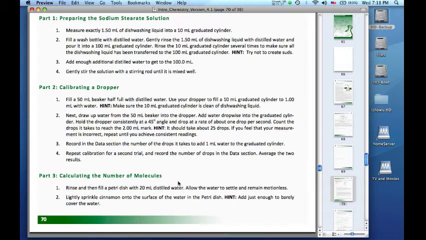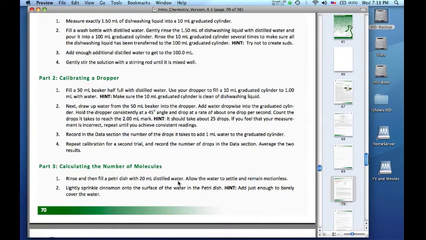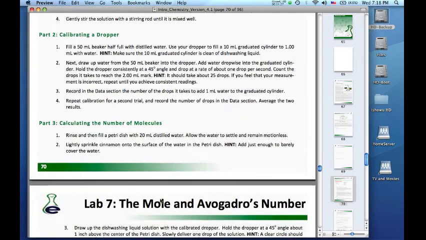And then take a petri dish, put 20 milliliters of water, and then put some cinnamon on the surface. Just put a tiny bit, so that it spreads out evenly on the surface.